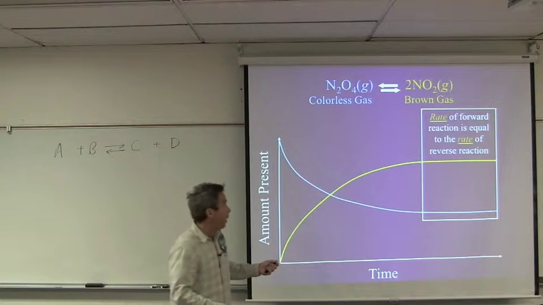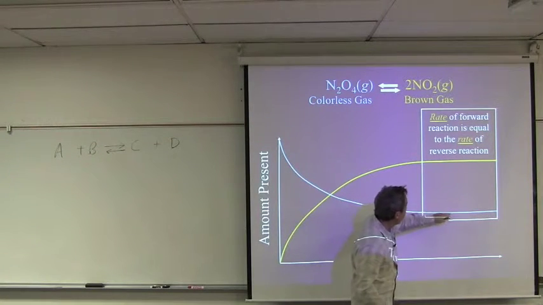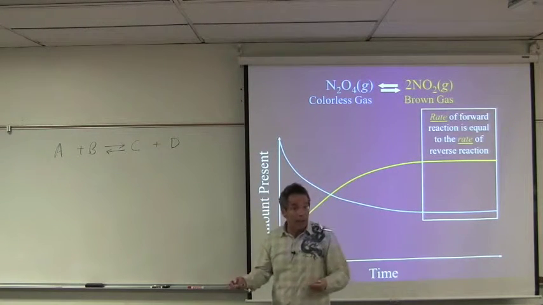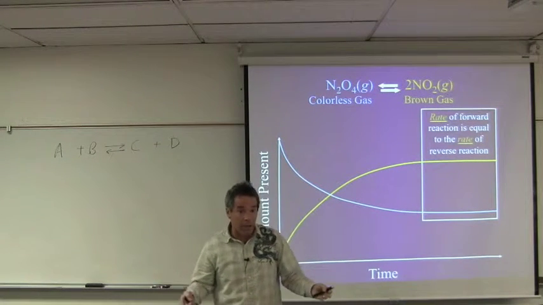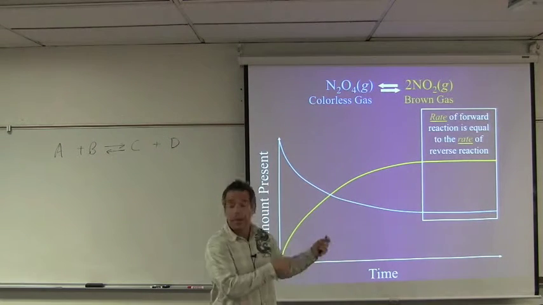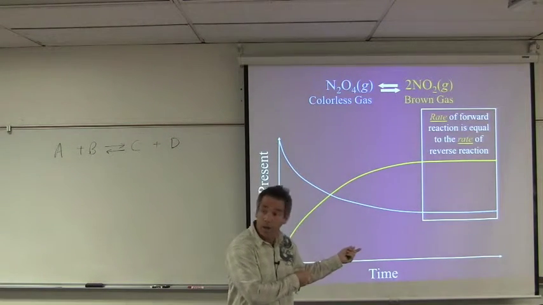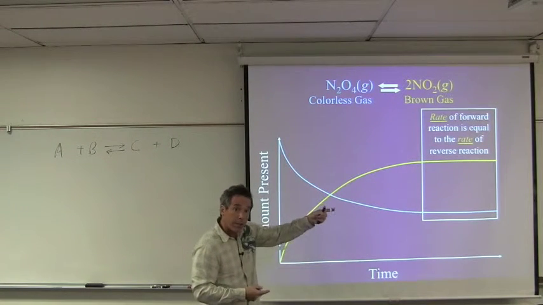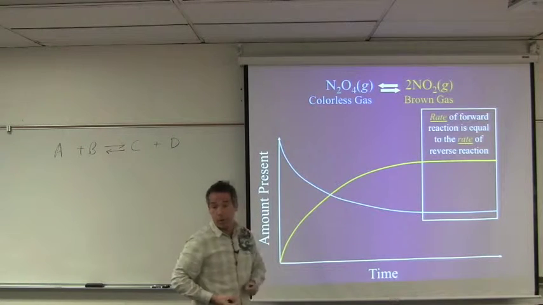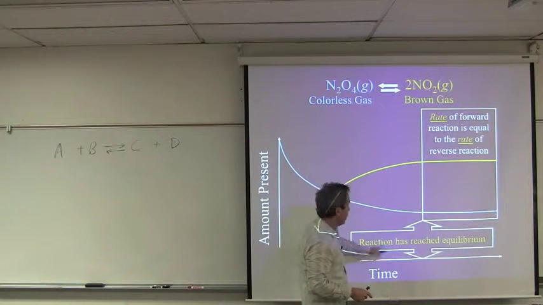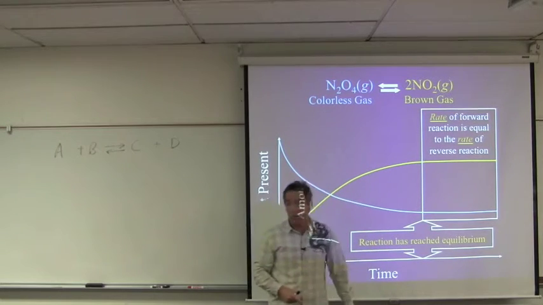They're the same, right? Right here, in this box, at some time, the concentrations of reactants and products don't change. They're constant. Just like with thermal equilibrium, the temperature didn't change. Here, the concentration of reactants and products don't change. That's chemical equilibrium. The rate of the forward reaction is exactly the same as the rate of the reverse reaction. The reaction at that time has reached equilibrium.